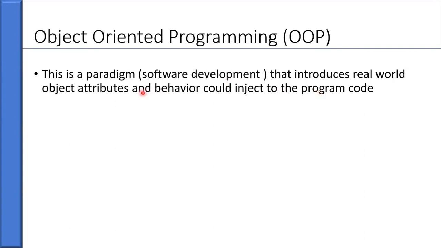Right? Now, what we are going to do is inject this object attribute into program code. But the program code is double height assigned to 1.3. Double weight assigned to 3.4, whatever. Right? Whatever the value.